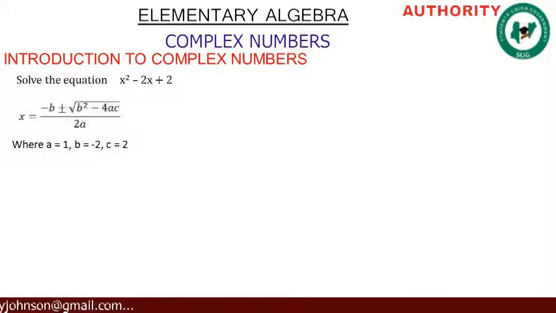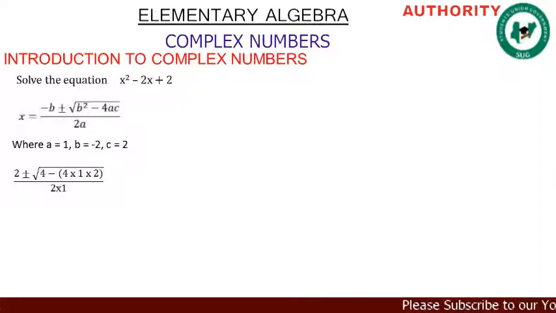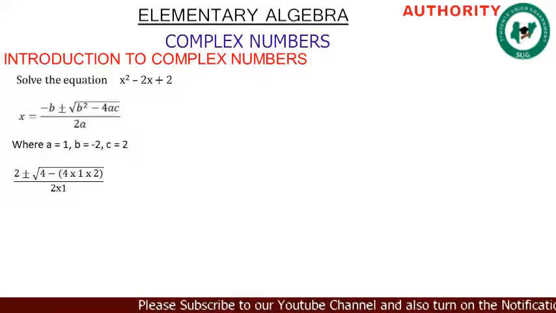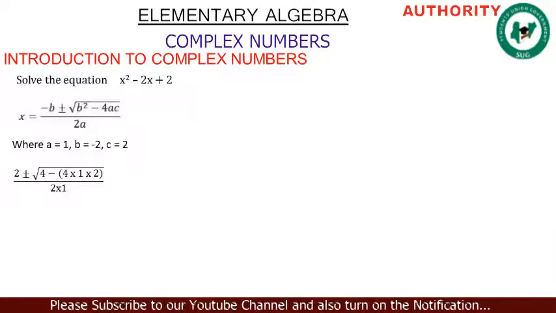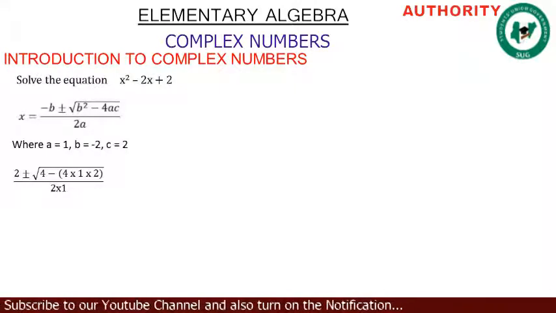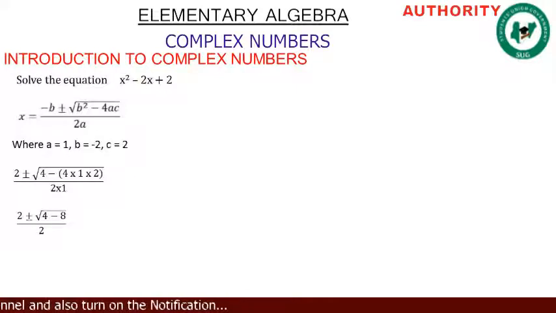Now, fixing this into the quadratic formula, we are going to have 2 plus or minus square root of, our b is minus 2, then the square of it is going to give us 4, minus open bracket 4 times our a is 1 times our c is 2, close the bracket, all over 2 times a, so 2 times 1. So we have 2 plus or minus square root of 4, and in this bracket, 4 times 1 times 2 is equal to 8. So we have square root of 4 minus 8 all over 2.